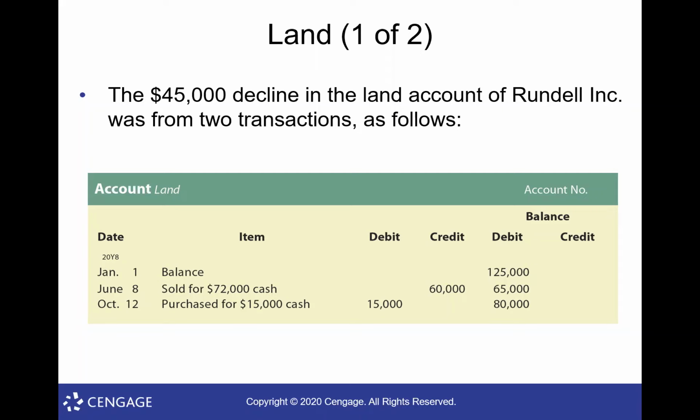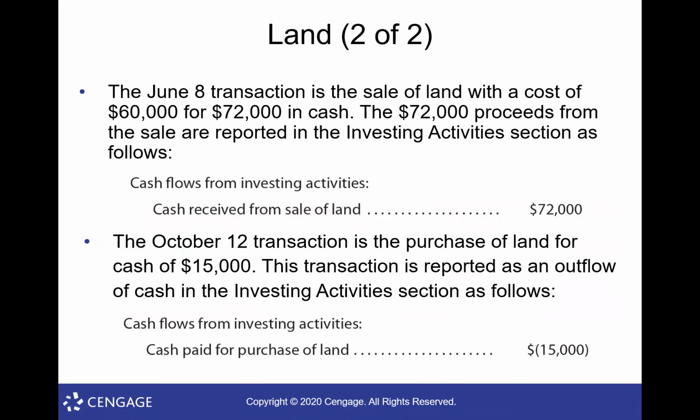We can look back at the transactions and say, oh, look, we sold some land. And remember, when we sell land, what we're recording under the land account was its cost. So we sold land with a cost of $60,000, and then we purchased $15,000 worth of land. And so that's our net of $45,000 decrease in our land account. So there's our cash received from the sale of our land. Then we purchased $15,000 in land.